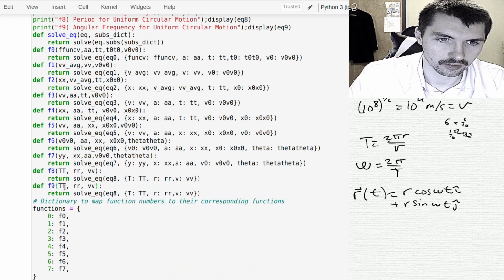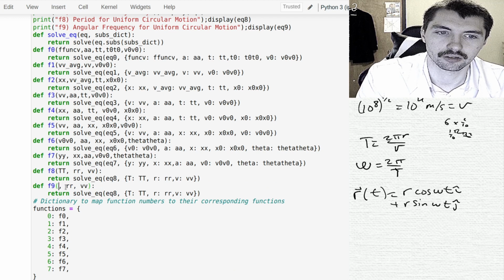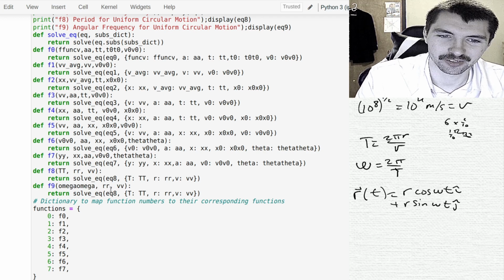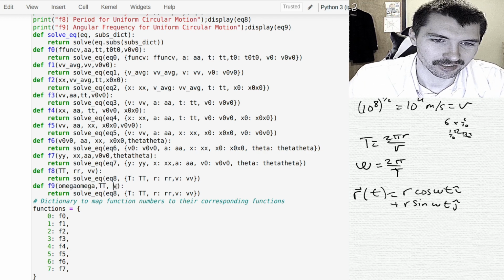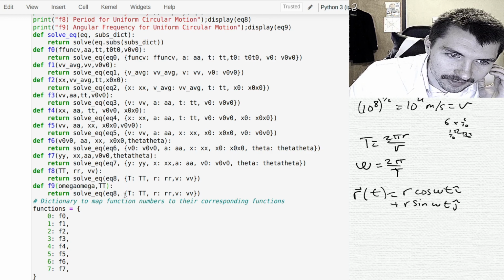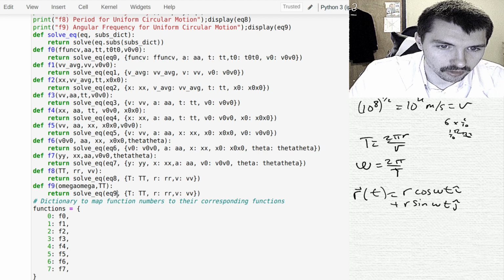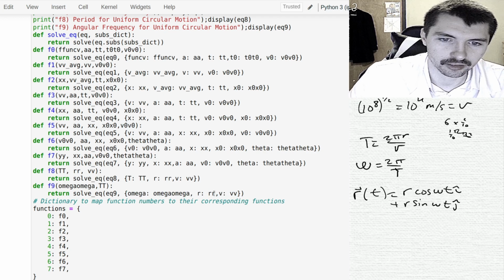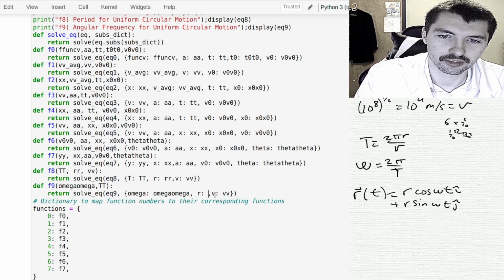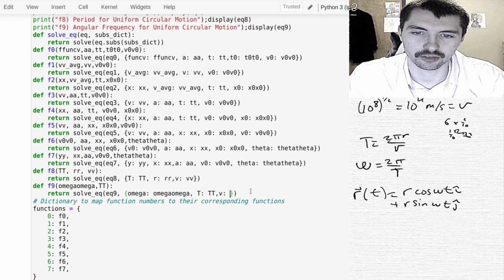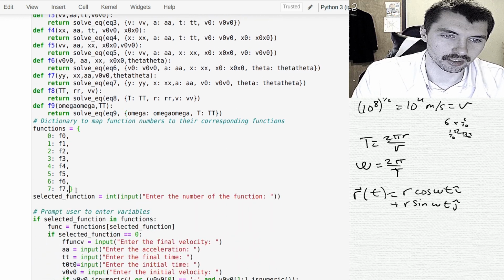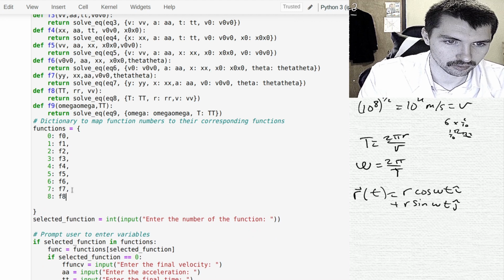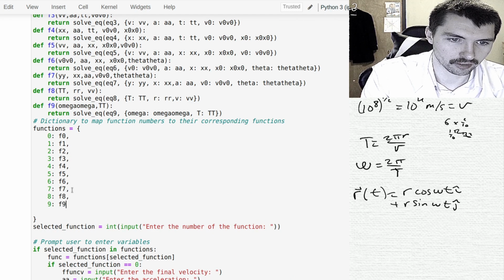Now we do F9. That is going to be omega, omega. It's kind of a funny phrase. And TT. Omega, omega, TT. Solving this. Omega for omega, omega. And T is this. All right, now we add our dictionary. 8 is F8. 9 is F9.